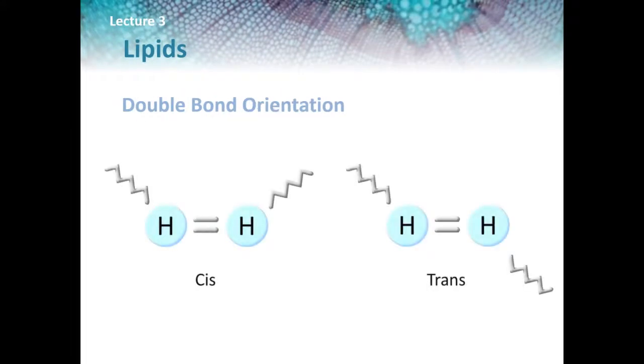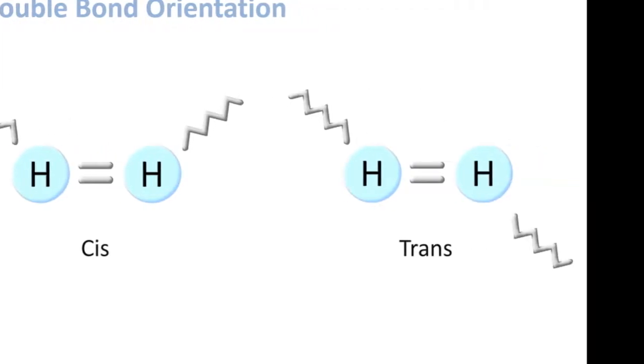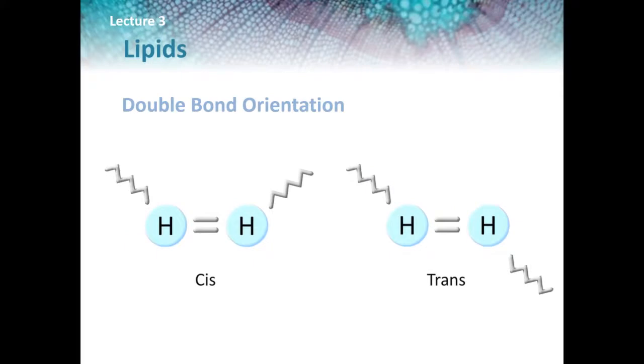Double bonds can have the rest of the molecule, sometimes referred to as the R group, on the same side or the opposite side of the double bond. If both R groups are on the same side, the chain bends and is referred to as the cis orientation. A trans double bond, or a double bond with R groups on opposite sides, is pretty straight.